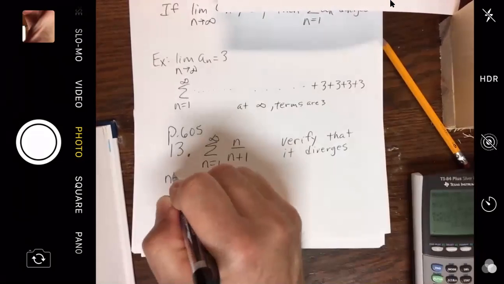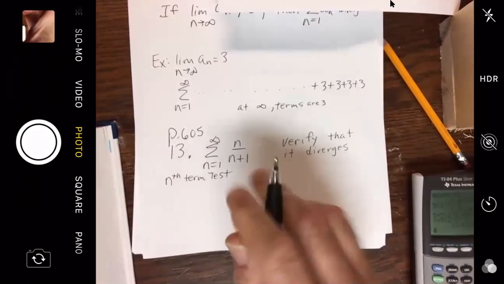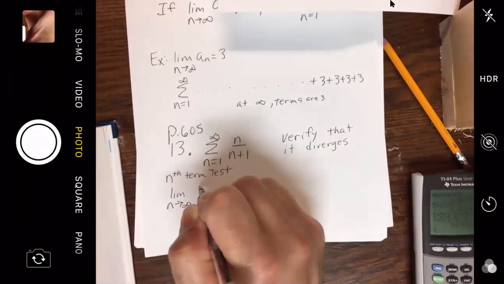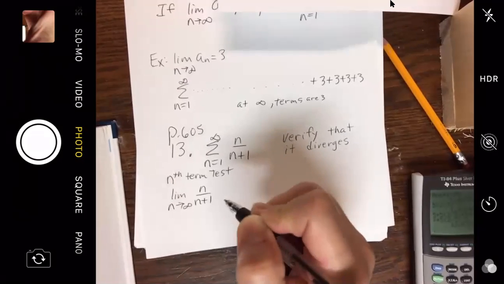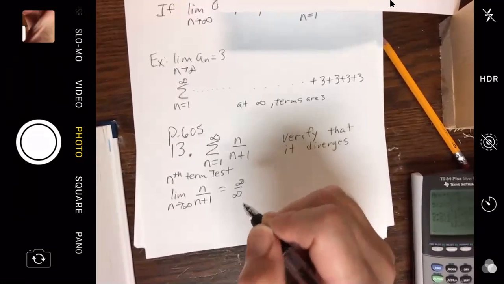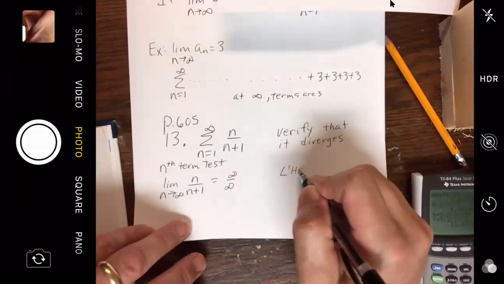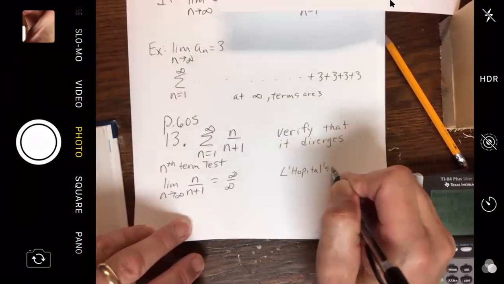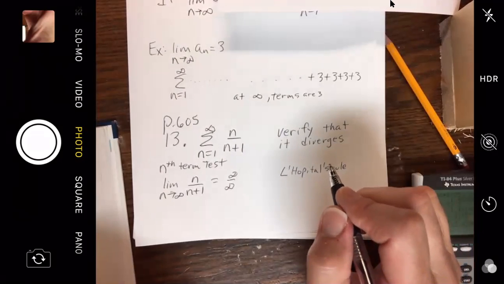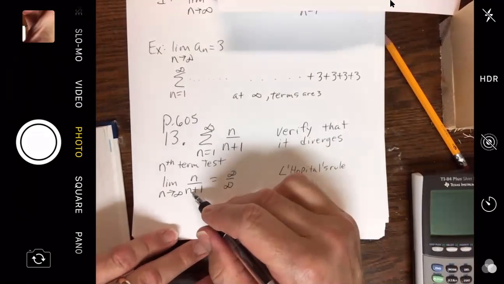So I try this, generically we call it the nth term test. Limit as n goes to infinity of n over n plus 1. You see you get infinity over infinity plugging in? And now we reach all the way back to the very first section of the class. Y'all remember L'Hopital's rule? Slightly. Okay. You can take the derivative of the top and the derivative of the bottom and take the limit again.